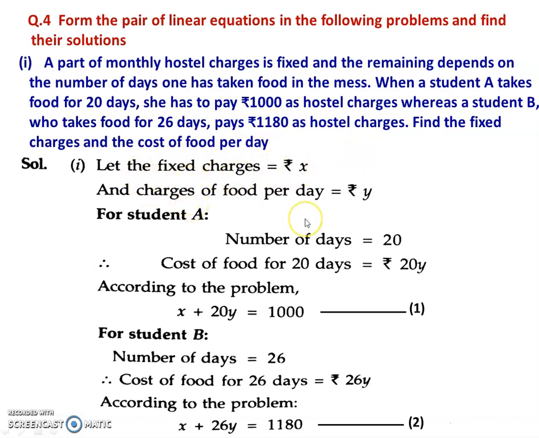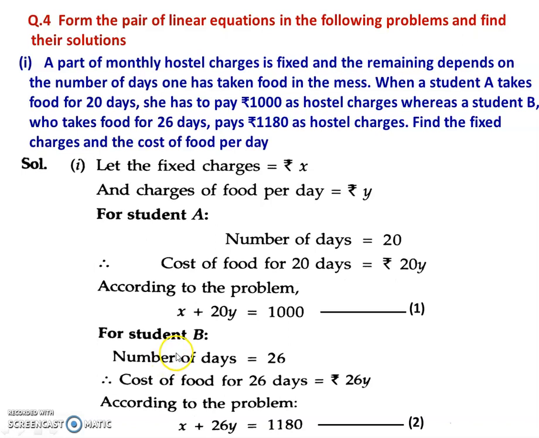So we'll take the fixed charge as x and the cost of food per day as rupees y. Now for case 1, for student A, the number of days is 20. So the cost of food will be 20 into y, number of days multiplied by cost per day, that is 20y. Now this is only for the food. Fixed charges are also there which have to be paid. So the total cost will be x plus 20y, which is equal to 1000. This will be our equation 1.